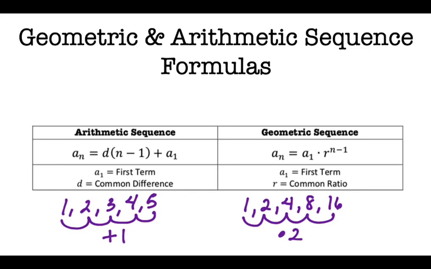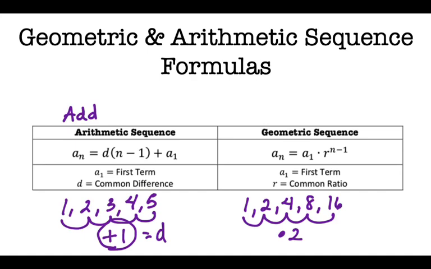So arithmetic, A for adding, either adding with a positive number or adding with a negative number, and then geometric would be multiplying. The letters are almost the same except for one letter that is different in each formula. For the arithmetic sequence, the D stands for the common difference, and that's just how it's going from each number to the next number.